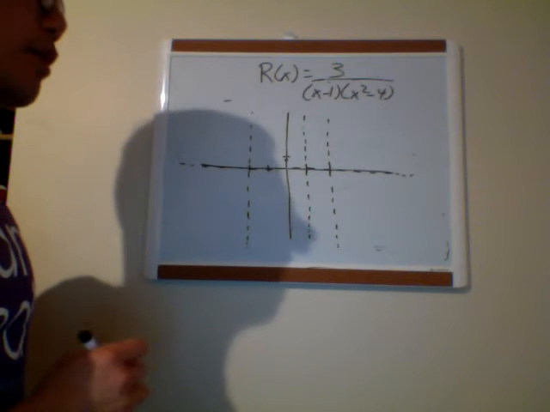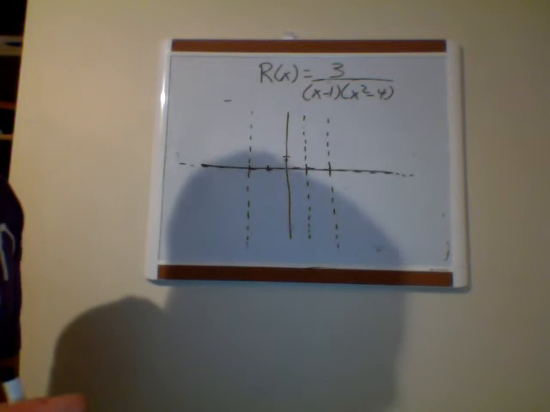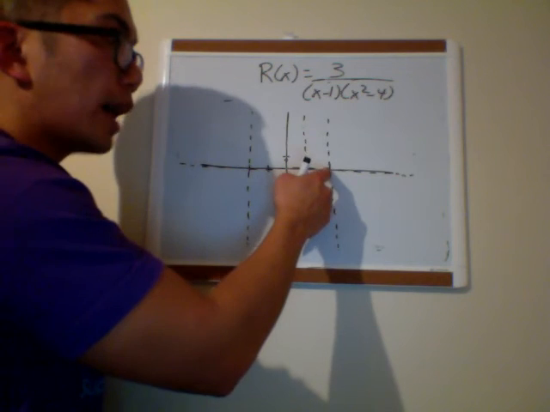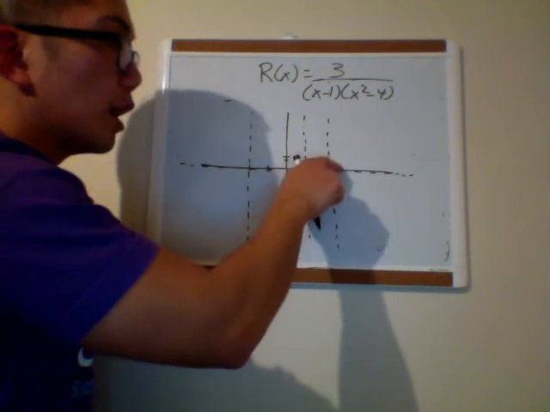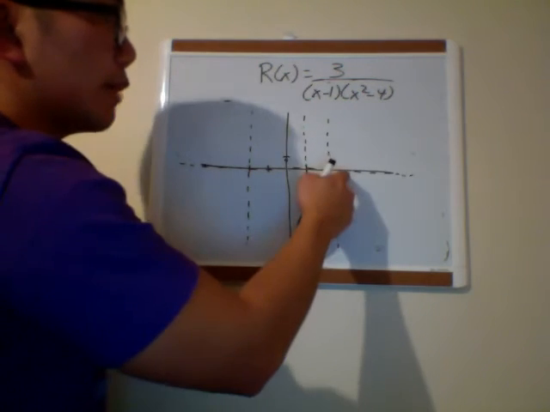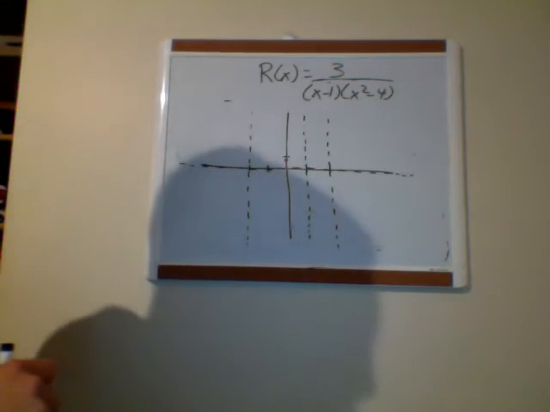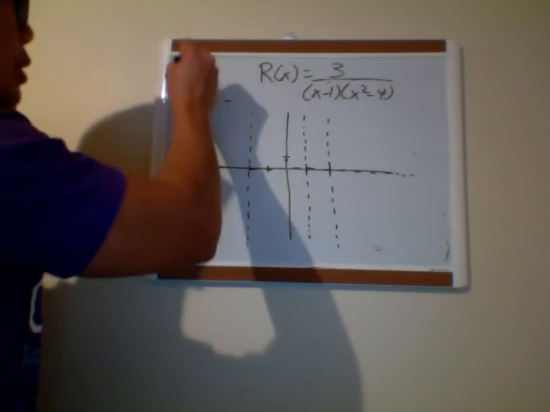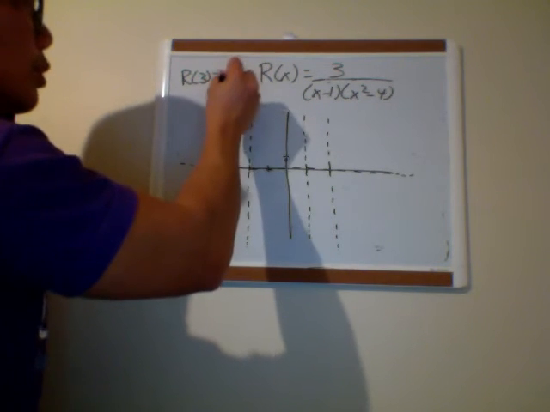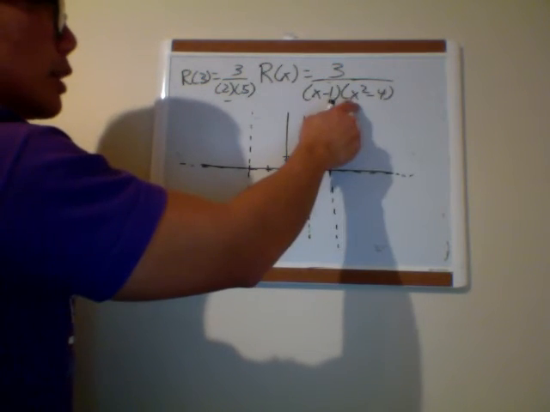Now, part F asks you to graph it, and you have to use a test point to figure out how the graph looks. So if this is 2, I cannot use 2 as a test point. I'm going to test the point to the right of this. Now, if I test the point 3, and I plug 3 into here, what do I get? I get r of 3 is equal to 3 over 2 times 5. Right? 3 minus 1 is 2, 3 squared is 9, 9 minus 4 is 5.